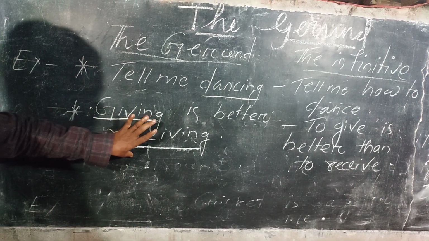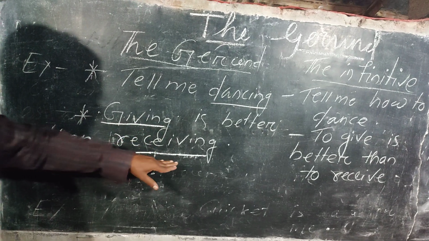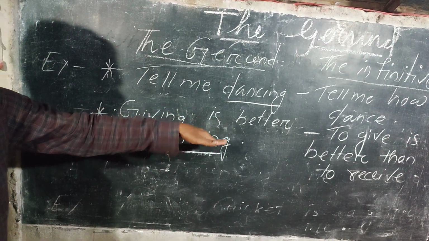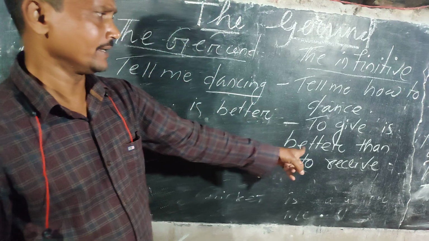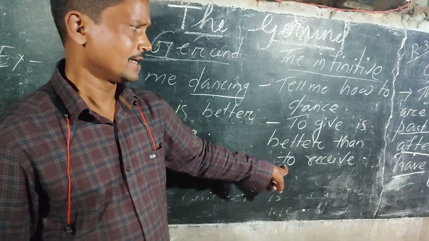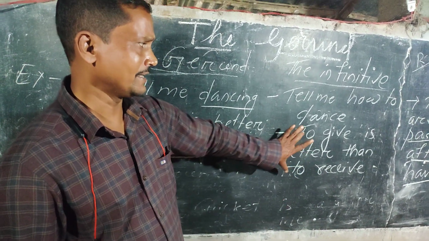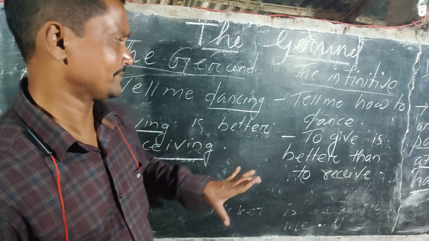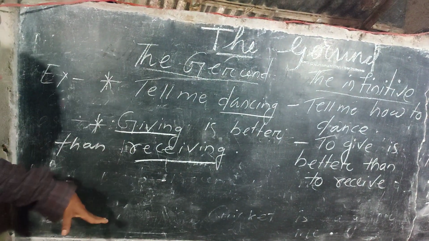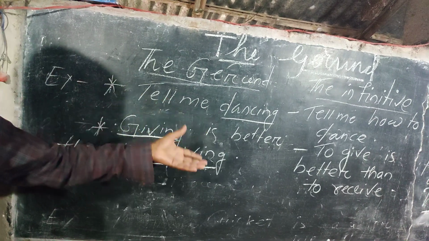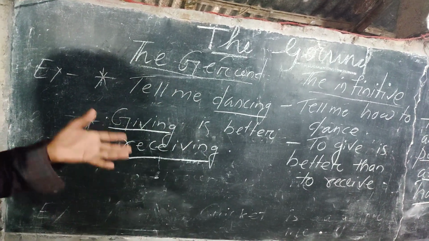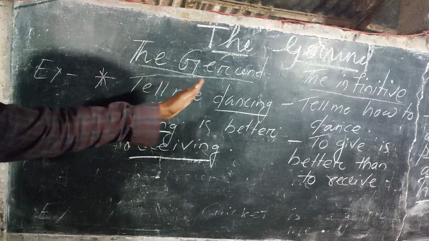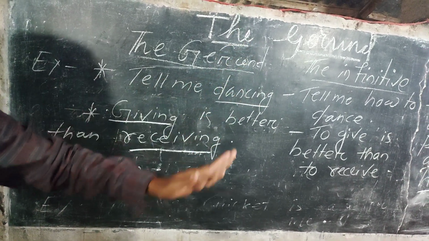So two gerunds are used in this sentence, and if we convert this sentence into infinitive, it will be to give is better than to receive. So these two sentences have no different meanings, so far as the gerund and the infinitive are concerned.